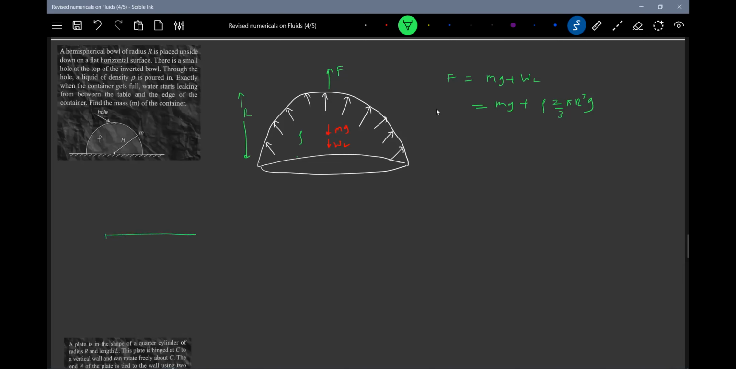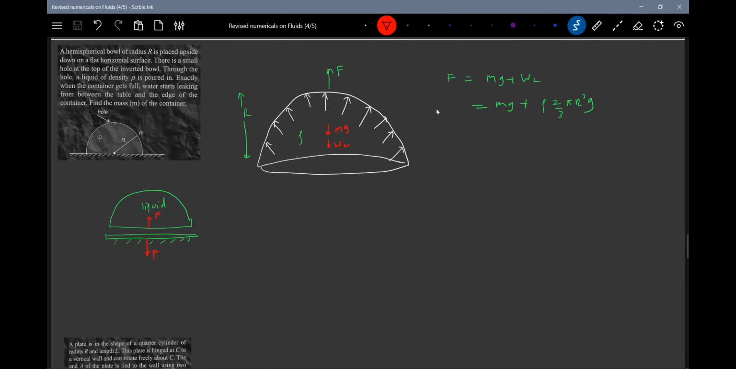So if you have to go for a free body diagram, it'll be like this. This is a liquid, this is a surface. Now what we see is this, the liquid will exert a force on the surface. In turn, the surface will exert force on the liquid. That F is what I'm showing. Liquid is in contact with the bowl. So altogether, the weight of the liquid plus weight of the bowl has to be lifted up.